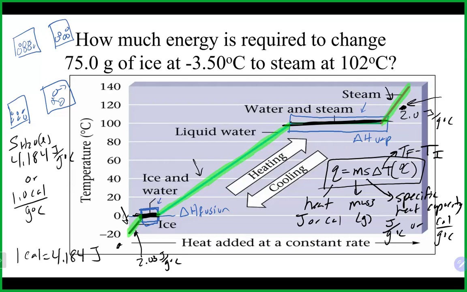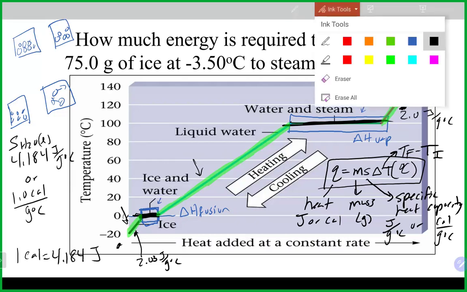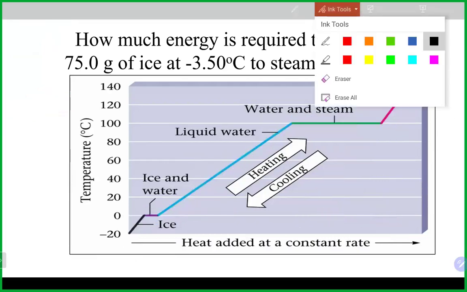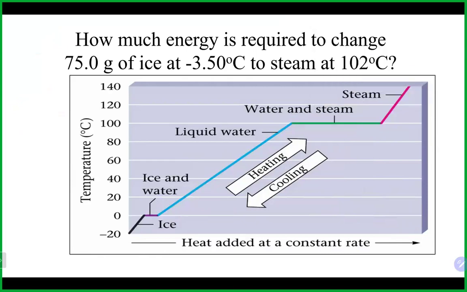So why don't we actually do this problem here that I just kind of scribbled all over. Let me erase all that. All right, so let's take a look at this problem, which is we want to know how much energy is required to change 75 grams of ice that's starting at minus 3.5 degrees Celsius to steam at 102 degrees Celsius. So essentially we are going to start over here, and we are going to end over here, and we want to figure out how much energy is required to do that.